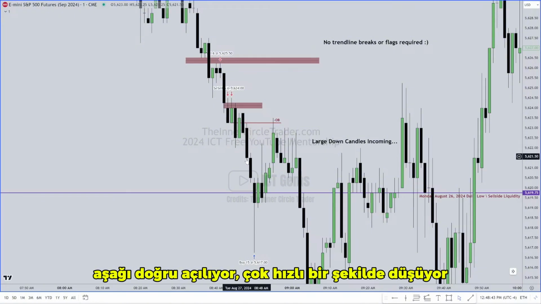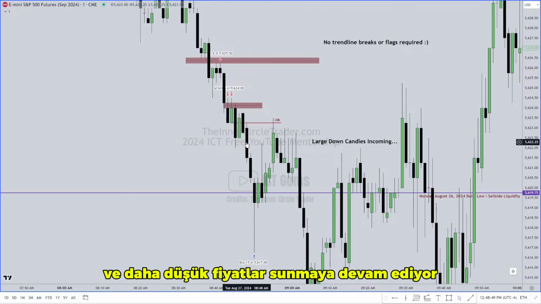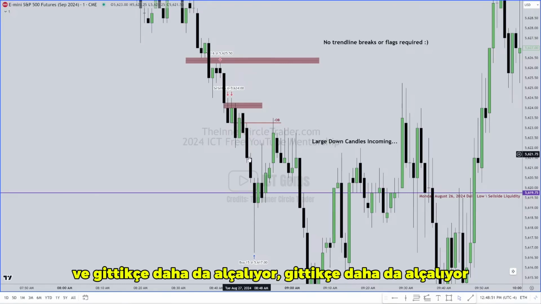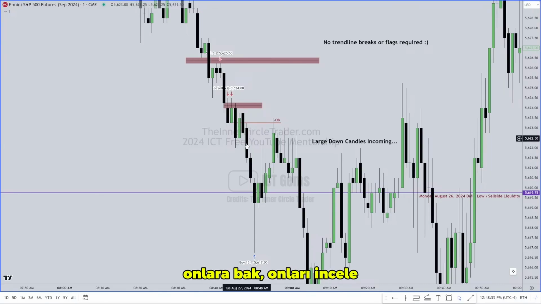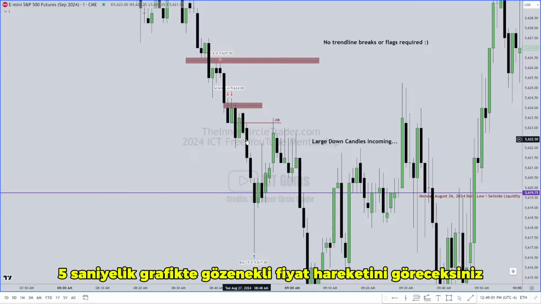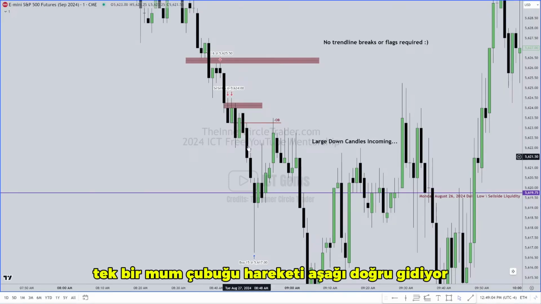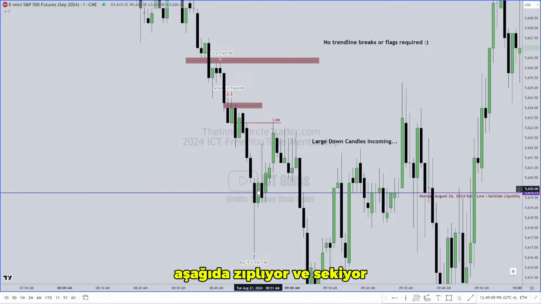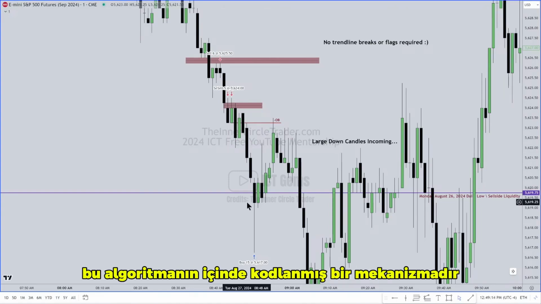It's gapping down. It's very speedily dropping, and it keeps offering lower prices, and it gaps lower and lower and lower and lower. And inside these individual candles, look at them, study them. If you have access to do like a 1 second chart, 5 second chart, you'll see it's porous price action. It's not one smooth candlestick of movement going lower. It's jumping and skipping down there because it needs to get quickly down below that previous day's low. That's a mechanism that's coded inside of the algorithm.